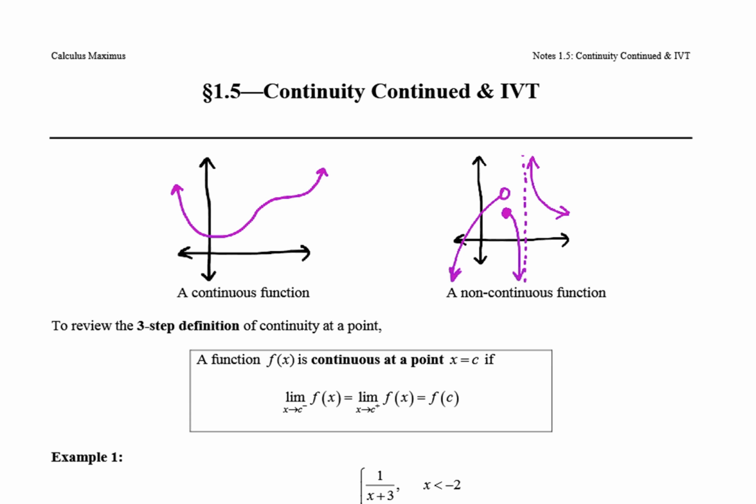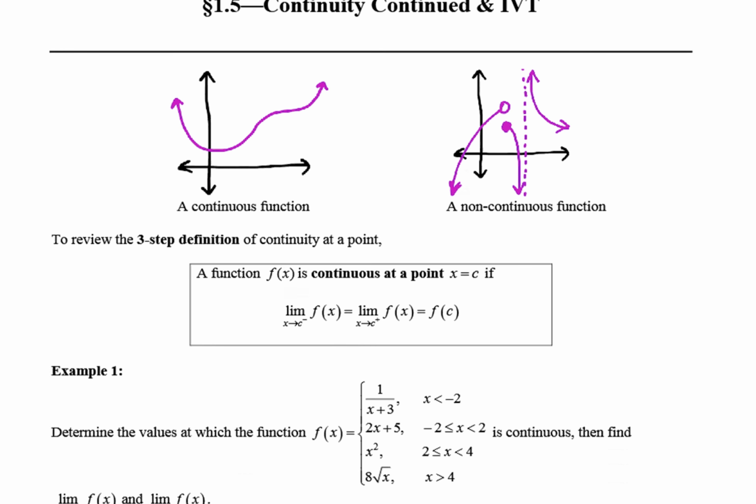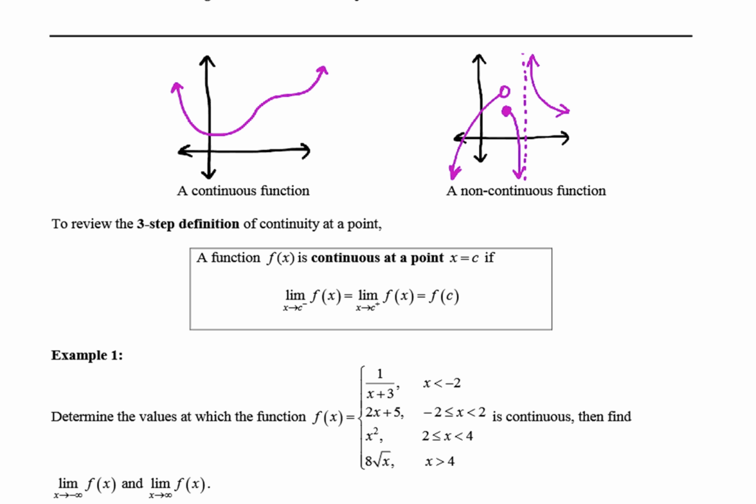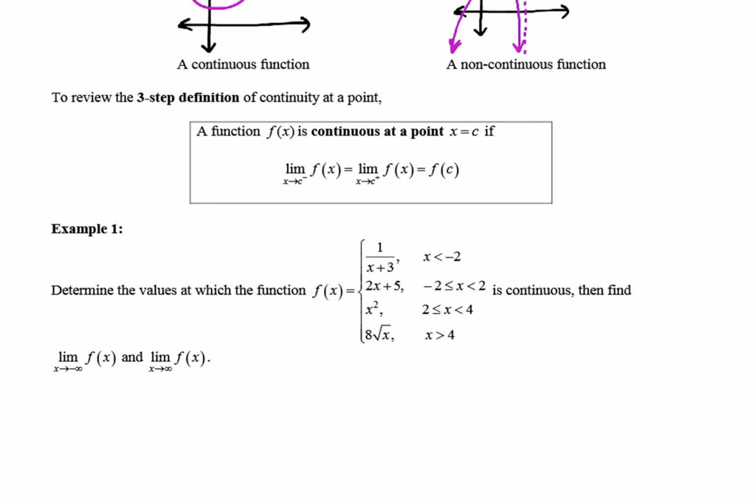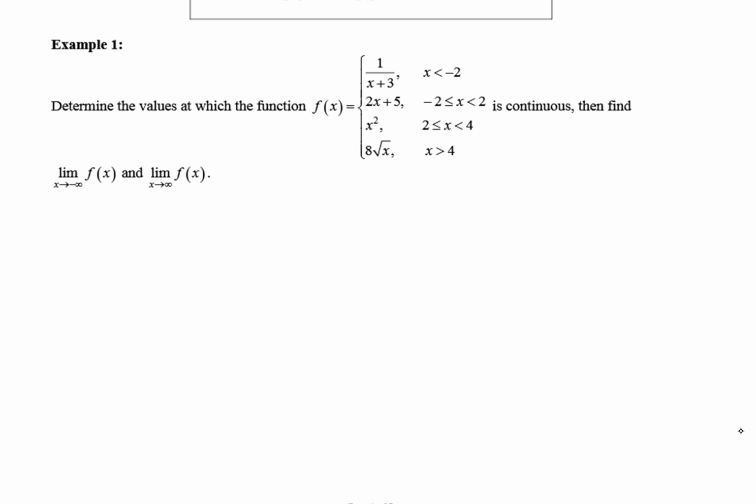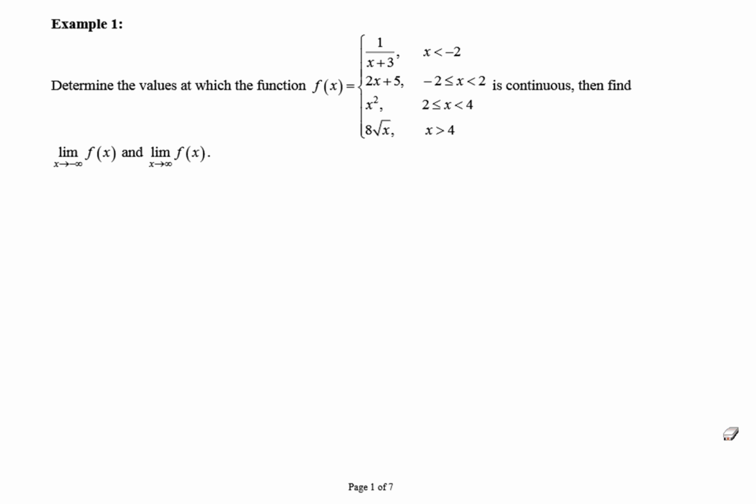Section 1.5, continuity continued and the IVT. Just as a refresher, we have a continuous function on the left and a non-continuous function on the right. For a function to be continuous at a point, the left-hand limit has to equal the right-hand limit, and it has to equal the function value. We're going to review that a little bit and combine that with our idea of limits at infinity.